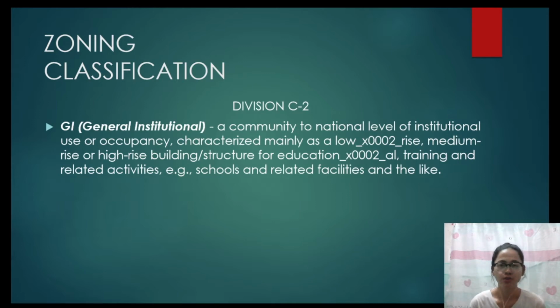Occupancy differs from zoning. Occupancy is the use of the building, while zoning is where you put the building, or the location. So Division C-2 is under general institutional: a community, the national level of institutional use or occupancy, characterized mainly as low-rise, medium-rise, or high-rise buildings or structures for educational, training, and related activities, such as schools and related facilities and the like.